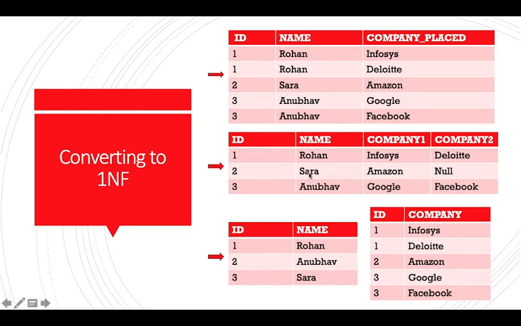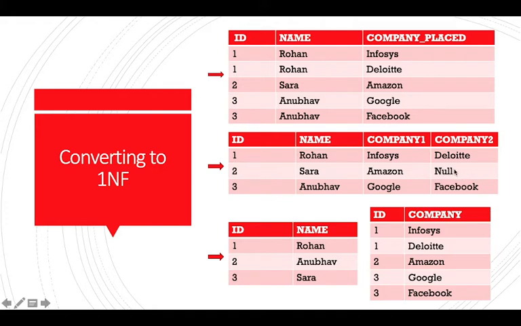Next, what we can do is we can divide the company attribute into company 1 and company 2. So if you see, we have now Rohan, we have company 1 Infosys and company 2 Deloitte. For Sarah, we have company 1 Amazon. Now in the company 2, as there's no value, so by default it would show null.